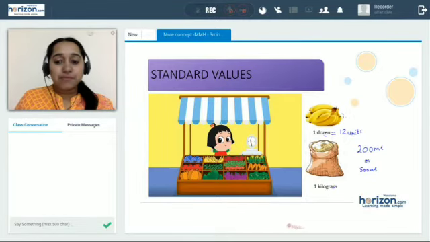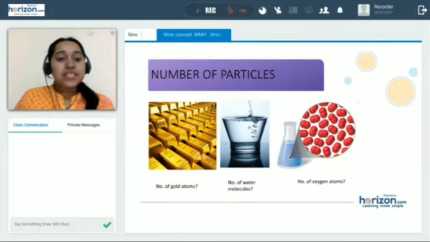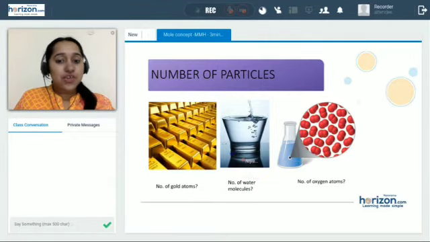Let me explain. This is pure gold. If we want to find out the number of gold atoms in this pure gold, will you be able to tell me? Or what about the number of water molecules in this glass of water? Or what about the number of oxygen atoms in this flask of oxygen? You would say it is practically impossible to tell.